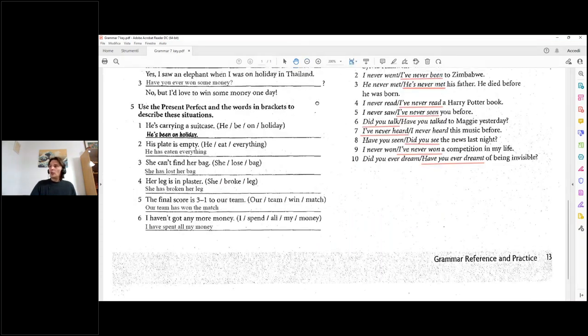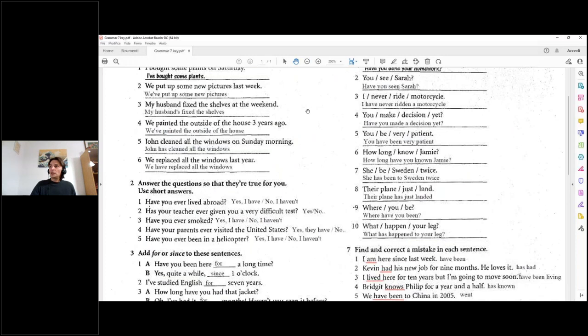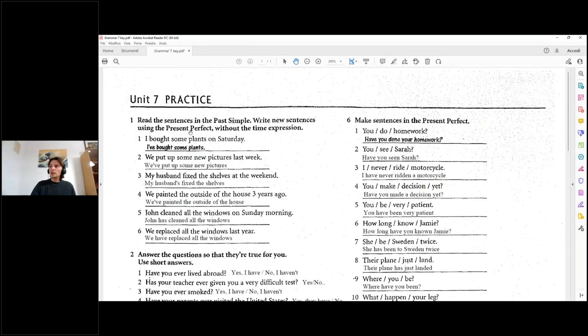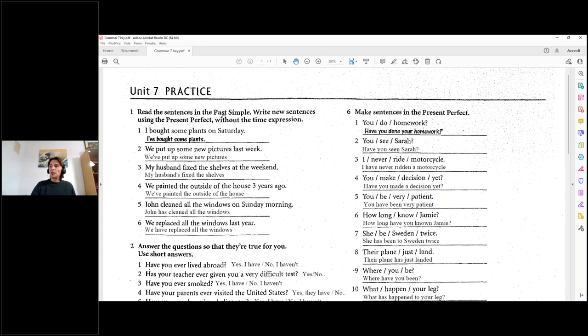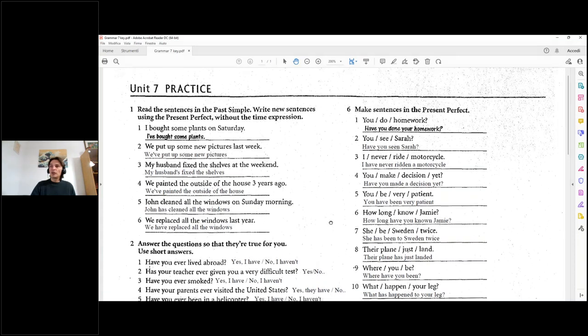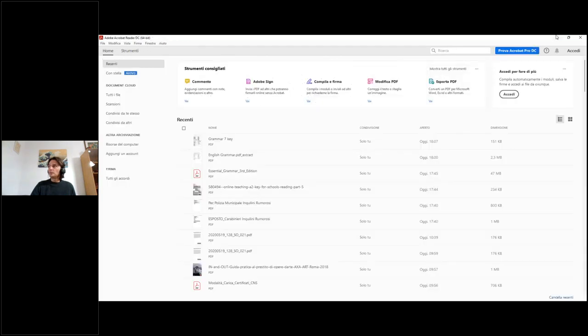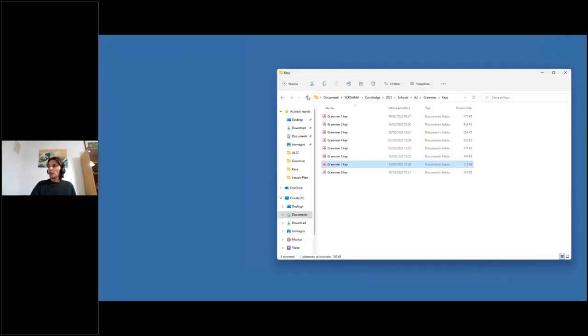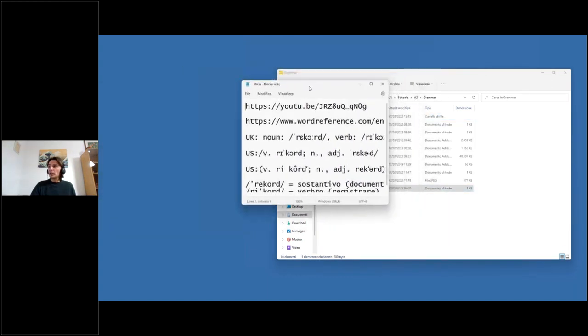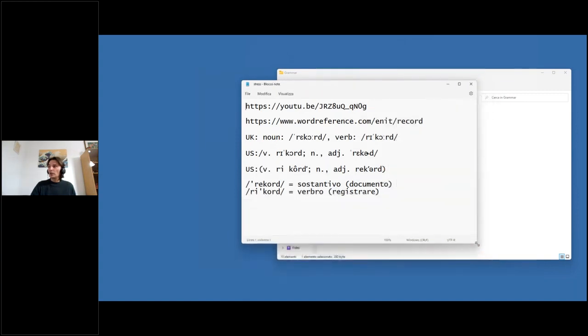So this was the unit about present perfect and the difference between present perfect and past simple. So I hope that you got this part. Now, before we continue, I would like to show you another little link that I wrote down for you guys. It's a link that talks about stress.